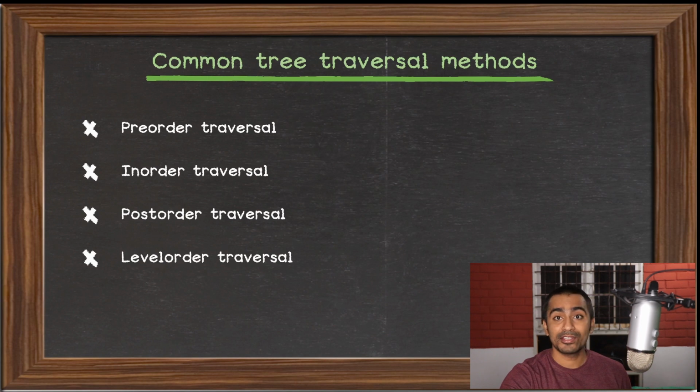I have covered the first three traversals along with a basic introduction to generic tree data structure and binary trees in a different video. I will leave the link to that video in the description down below. If you haven't seen that, please do check it out before watching this video. In this video, I will cover level order traversal in detail.